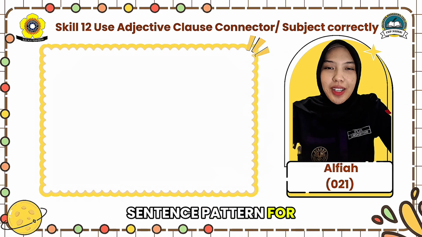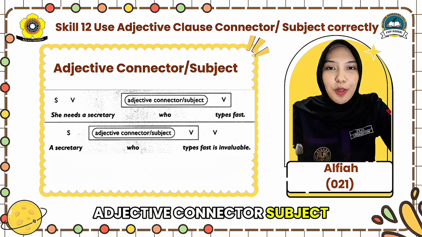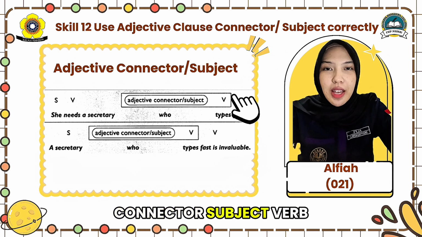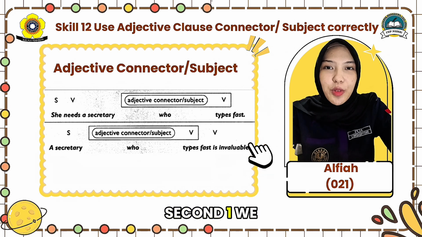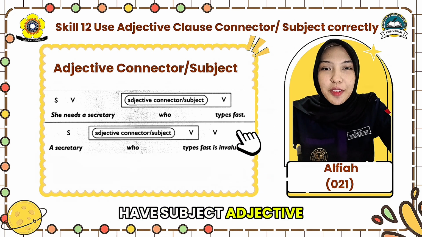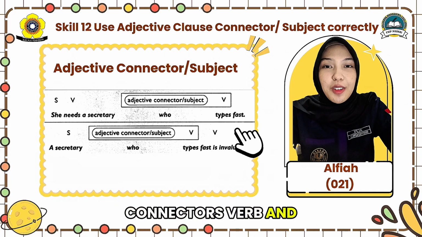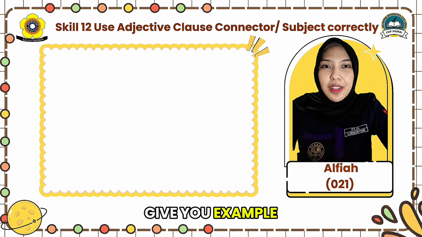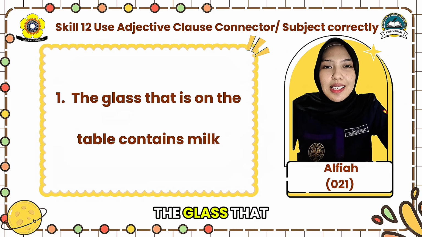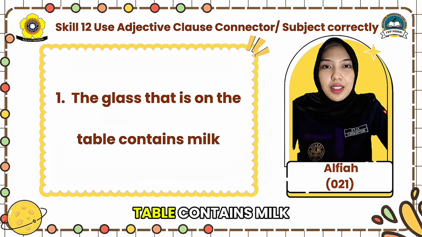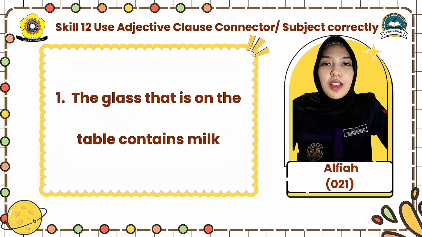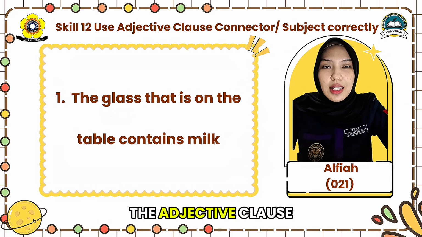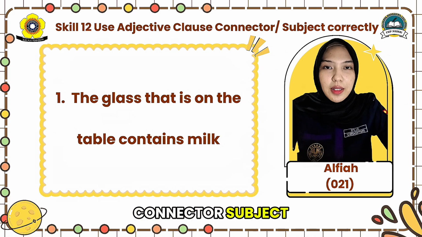Sentence patterns for adjective connector subject. First, we have subject, verb, adjective connector subject, verb. Second one, we have subject, adjective connector, verb, and verb. Okay, I will give you an example. The first example: The glass that is on the table contains milk. Okay guys, what do you think? Which one is the adjective clause connector subject?